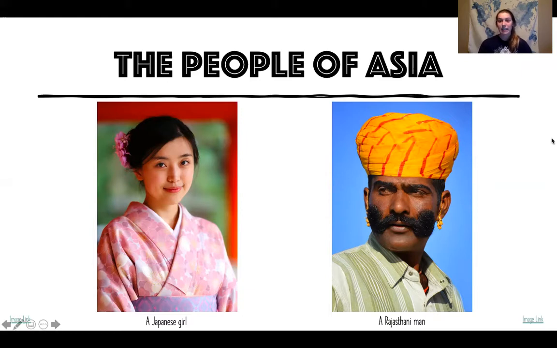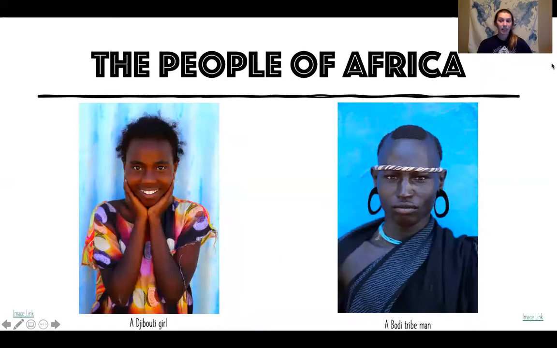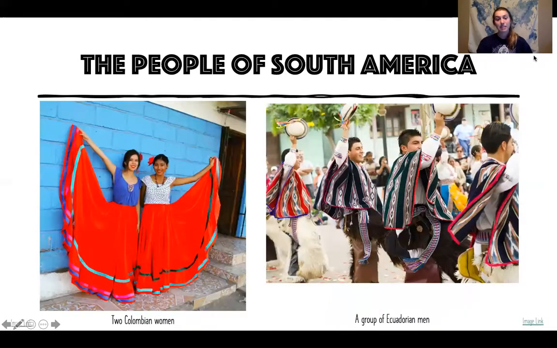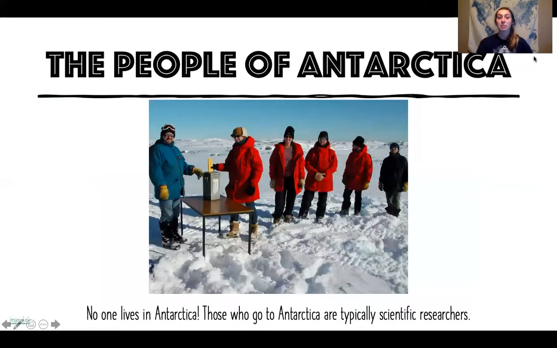So here's the people of Asia, the people of Africa, the people of North America. You may recognize Kendall Jenner or Michael B. Jordan. People of South America, the people of Antarctica.